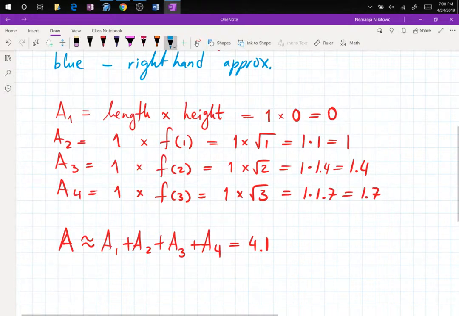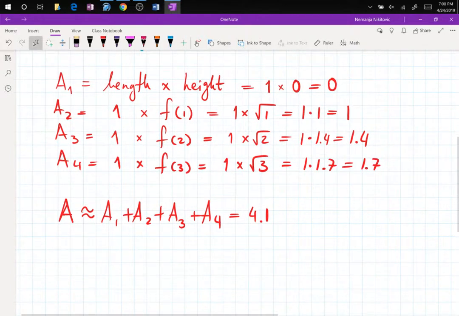Guys, what gets to change in here? Your function gets to change. I put ln x, I put e to the x, I put x squared plus 3. That's the only thing that's changing. The rest of the calculations are the same. You're making the rectangles and you're going across.